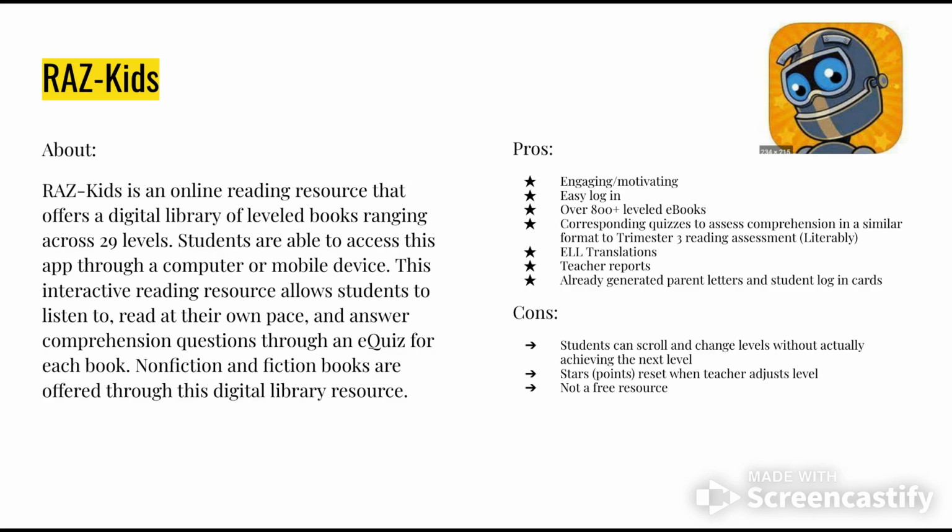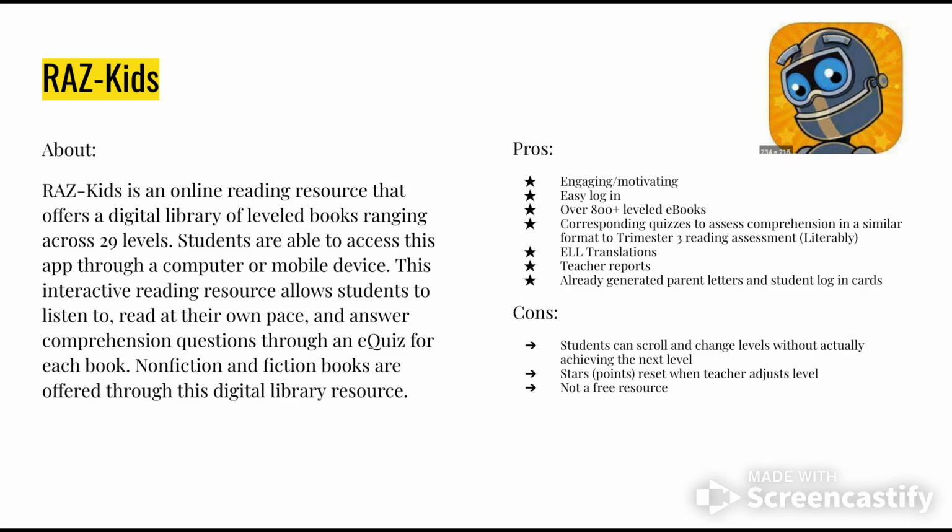Some of the cons are that students can scroll and change their own levels without actually achieving the next level. So typically students advance to the next reading level, in alphabetical order, after 10 books. However, if they are savvy enough, they can go to the top of the app and look at the levels and just select a different level. The stars, which are the points that students receive, are reset when teachers adjust levels.